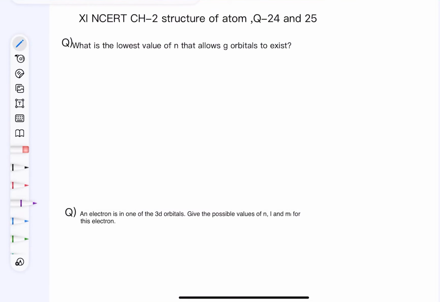Okay students, let us try to solve this question. What is the lowest value of n that allows g orbital to exist? The question is related to quantum numbers and let us try to solve it.